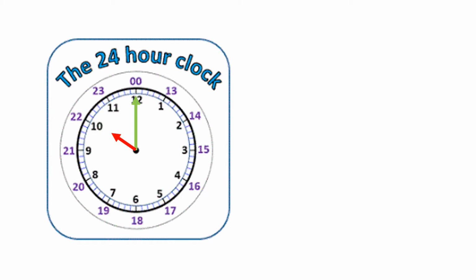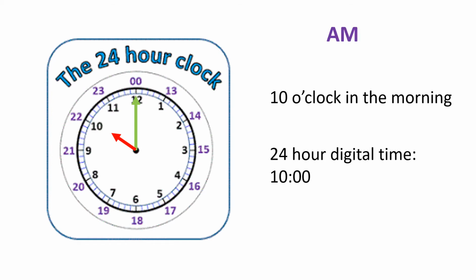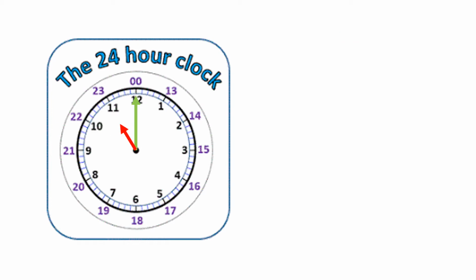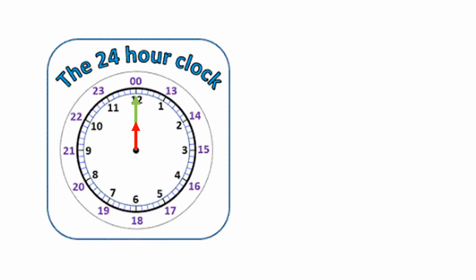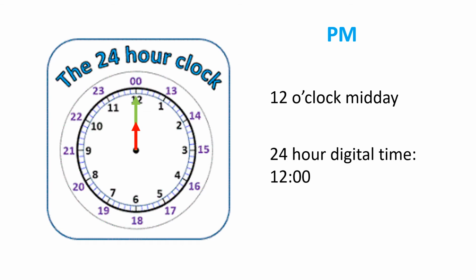10 o'clock in the morning is 1000. 11 o'clock in the morning is 11:00. Okay, now we come to midday when we're having lunch. Now this is PM, and it's 12 o'clock midday, and this is a very special time because it's the only PM time that we don't change the hour time when it comes to the 24-hour clock.